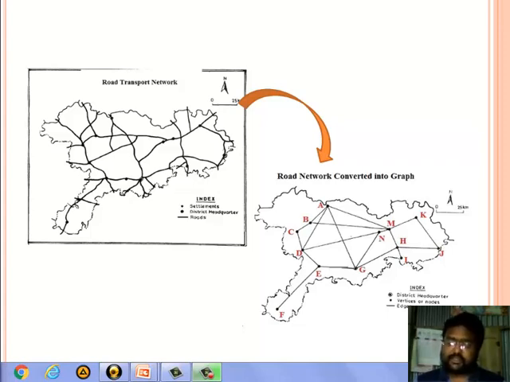In network analysis, networks are reduced to the level of graphs. Look at these two images. This is an image of a road transport network, and this road transport network is converted into a graph.